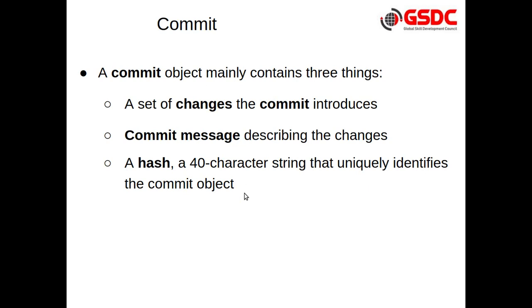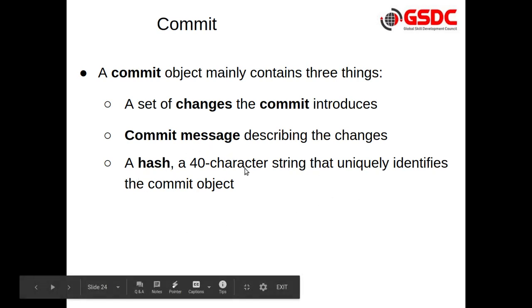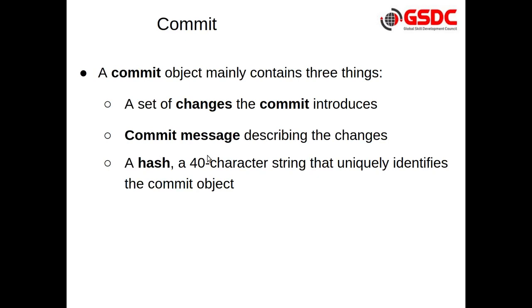Now what is commit? Commit is nothing but whatever changes we are doing, if you want to permanently reflect those changes, in that case we can use commit. We can also provide the commit message. This commit message will help us understand what changes we have done in this particular commit. Now for every commit, a 40 character unique string is generated, so from that we can uniquely identify the commit.